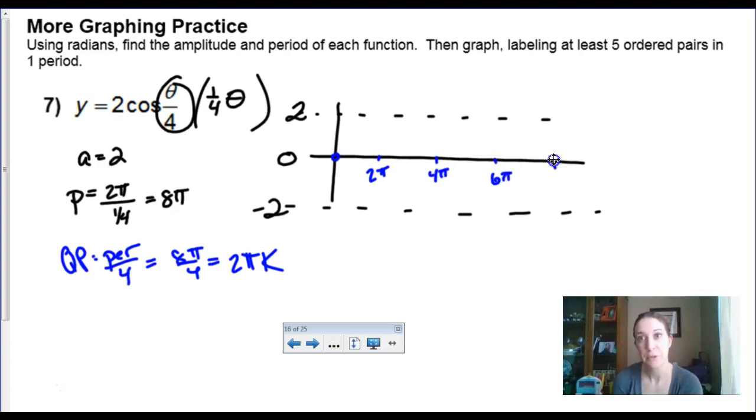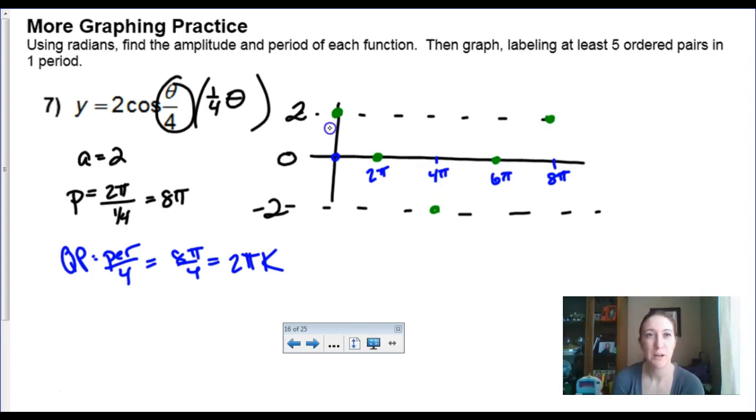and then your last quarter point should be the end of the period for these non-phase shift ones, which is 8 pi. So then I think about the cosine graph, and where does that begin? Well, for 0 radians, remember cosine begins at the max line. So up here, and then my next quarter point comes down to the middle, 4 pi, back to middle, and then up to 8 pi.